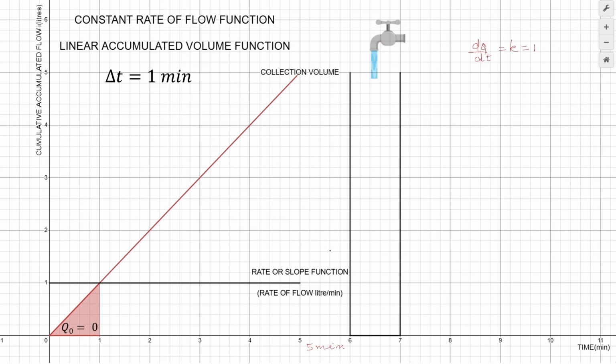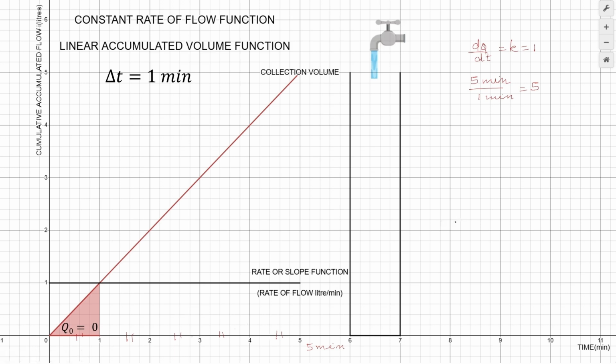Now we are going to divide this. The total time is 5 minutes, and we divide it into intervals of 1 minute, so we will have 5 divisions. Here we can see 1, 2, 3, 4, 5 divisions. Each interval is delta t.